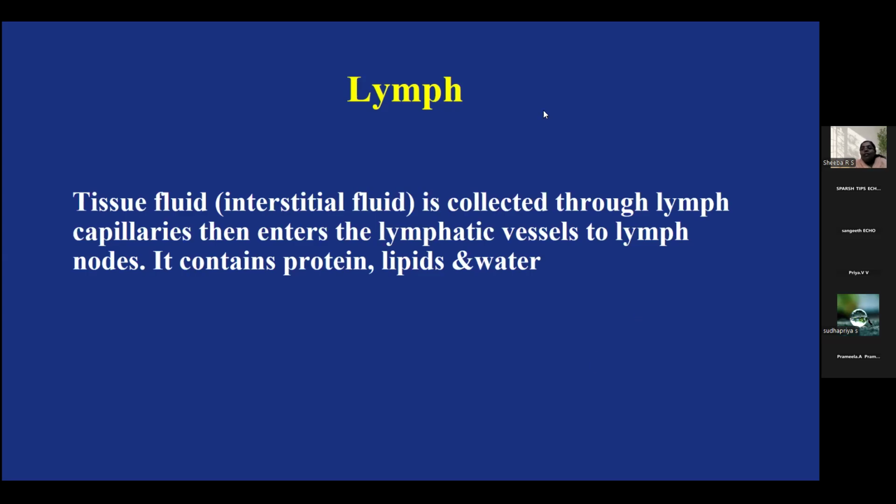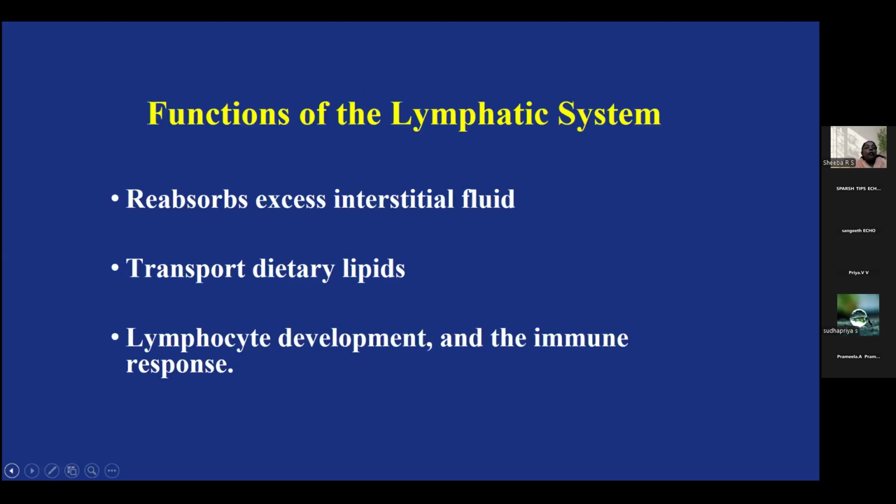So what is lymph? Lymph is a tissue fluid or an interstitial tissue fluid that is collected through the lymphatic capillaries, then enters into the lymphatic vessels and on to the lymph nodes. It contains protein, lipids, and water. It's called lymph. Throughout our lymphatic system, the lymphatic fluid is flowing. What are the major functions of the lymphatic system? The first one is to reabsorb excess interstitial fluid, the second one is to transport dietary lipids, and the third one is lymphocyte development and the immune response. So these are the three major functions of the lymphatic system.